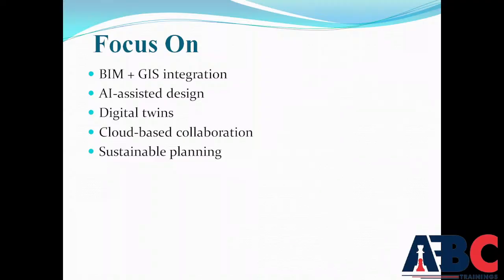Our main focus areas are, first, BIM and GIS integration, which means combining building information modeling with geographical information systems to create a more accurate, context-aware project model. The integration helps in site analysis, utility management, and land use planning. After that, AI-assisted design, meaning artificial intelligence to automate repetitive tasks, improve design accuracy, predict risk, and optimize the structure. After that, digital twins, developing real-time digital replicas of physical infrastructure for monitoring, simulation, and performance analysis.